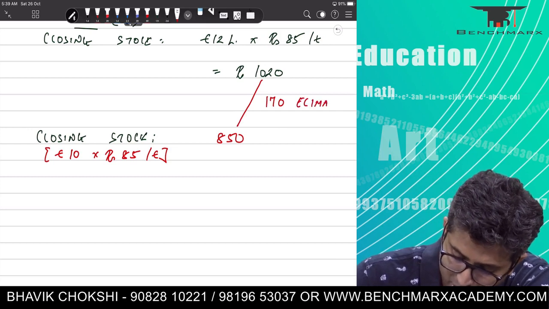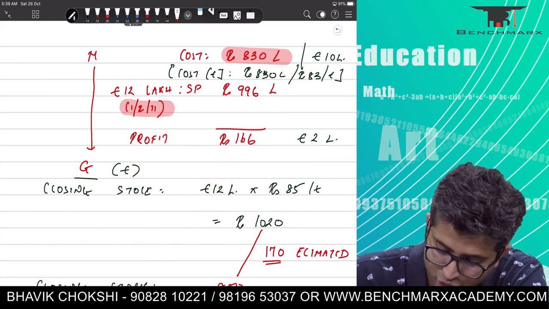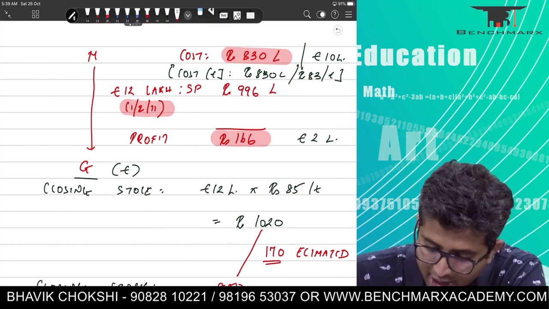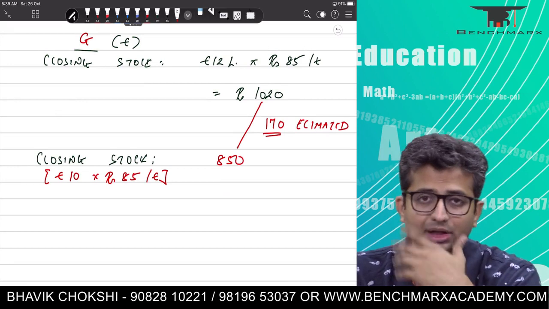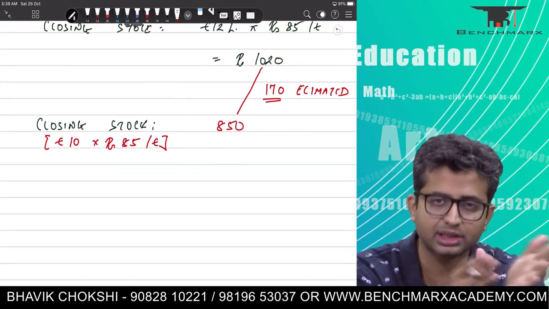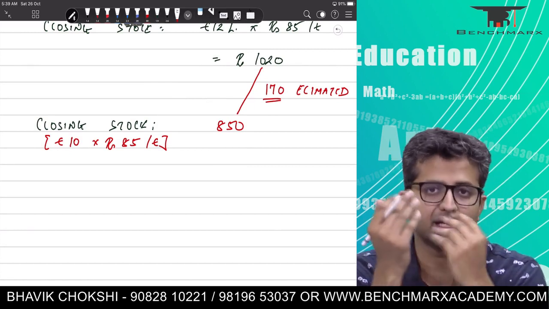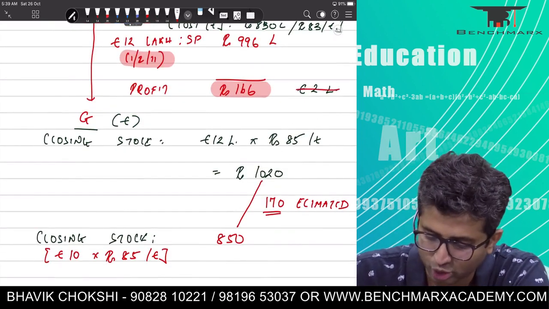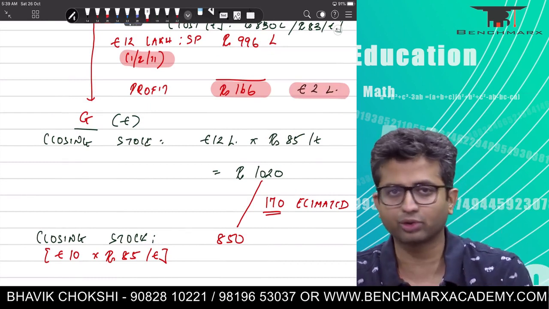Now we try to figure out how you eliminate 170, because your unrealized profit is actually 166 only. Then where is the remaining 4 coming from? Actually the remaining 4 is coming from the profit element. Because the institute is taking the stock to be shown at 850, it is trying to say that the profit is actually 2 euros, and if you are looking at 2 euros, there will be an exchange difference also on the profit.